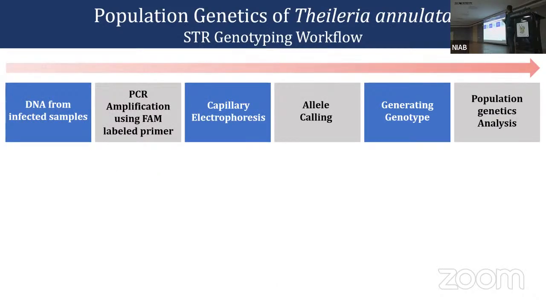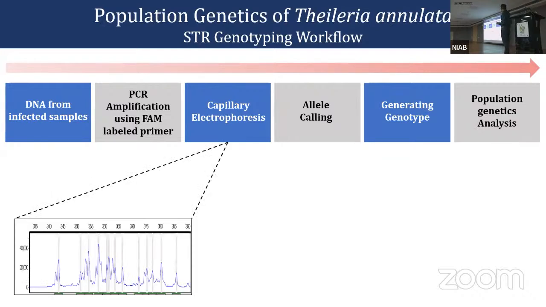So this is the workflow that I followed for STR genotyping. You can see I have taken DNA from infected samples, and then PCR amplified that locus. The primer is fluorescently labeled with a dye so that the products can be separated by capillary electrophoresis. After that, allele calling is done, that is, how many bands are present or what allele is present. Then the genotype is generated for each parasite or infection, and then the population genetic analysis is done.